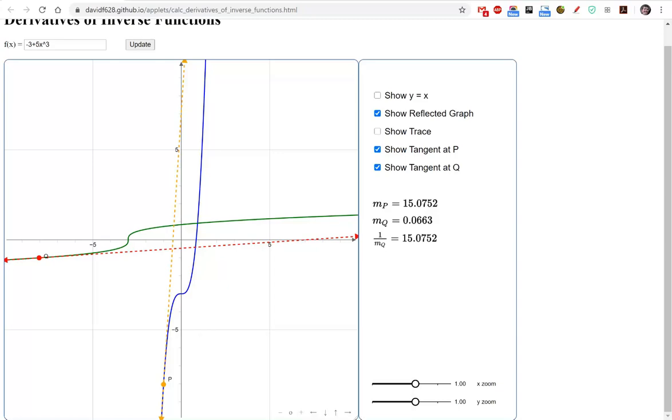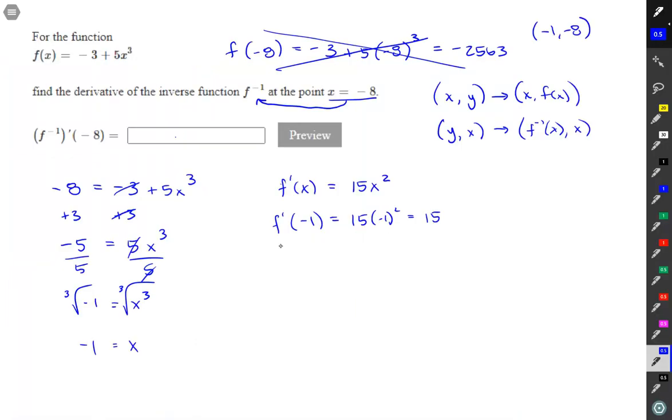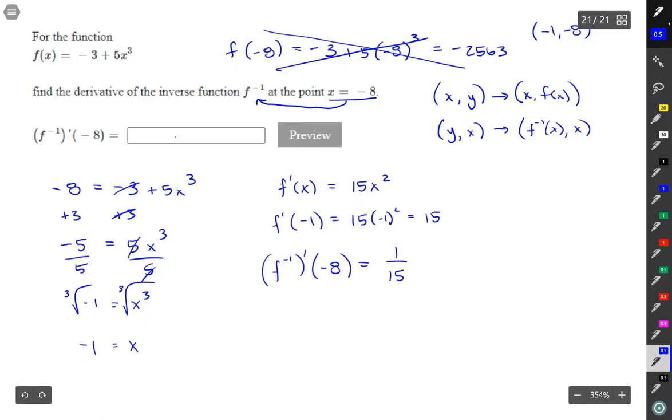And there we go. I can say that the inverse function's derivative evaluated at negative 8 is going to be 1 over 15. And that's my final answer there.